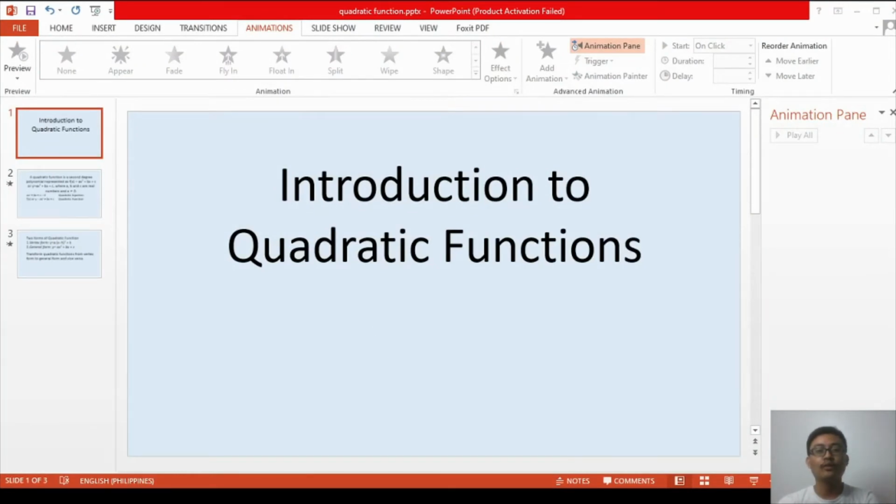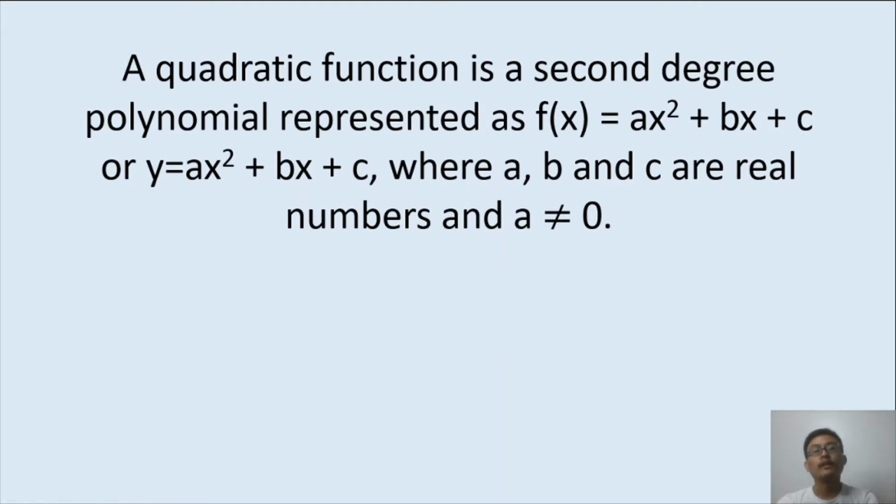Introduction to Quadratic Function. A quadratic function is a second-degree polynomial represented as f of x equals ax squared plus bx plus c, or y equals ax squared plus bx plus c, where a, b, and c are real numbers and a is not equal to 0.